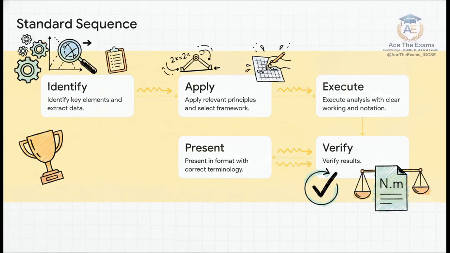I'll read a sample flawed paragraph from a student. I extracted the mass as 5 kilograms, applied the moment principle, multiplied 5 by the distance, and the answer is 15. Did you catch the flaw? Take a second to find it. The flaw is in steps 3 and 5.